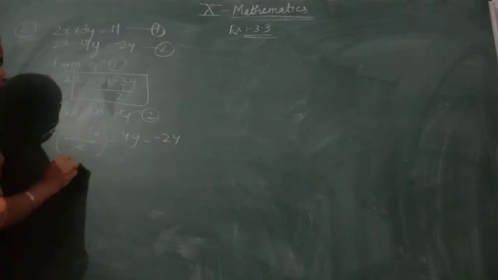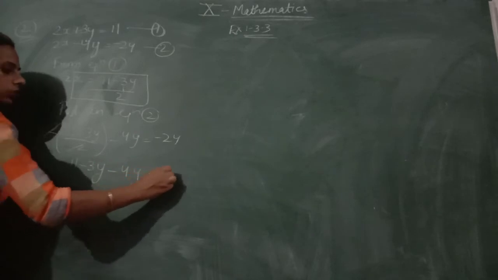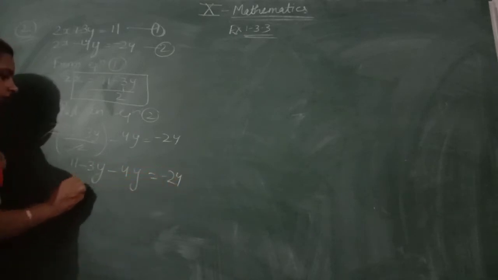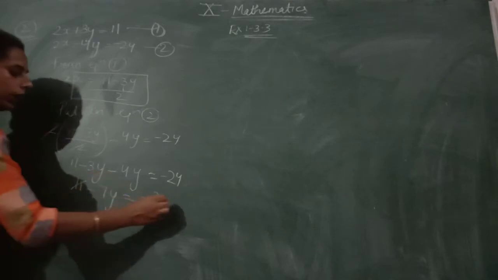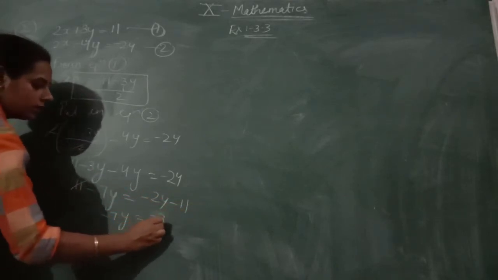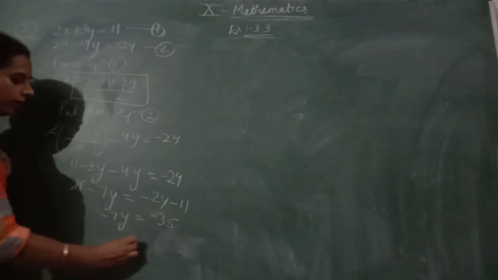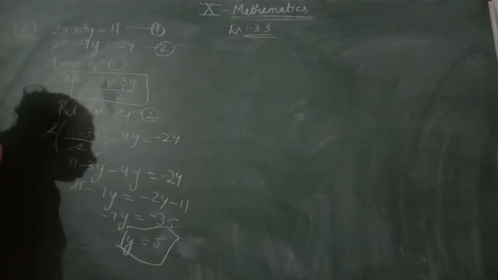On solving this equation, you have 11 - 3y - 4y = -24. So 11 - 7y = -24. This 11 will go on the right-hand side, then -7y = -35. So you have the value of y is 5. This is the value of y.